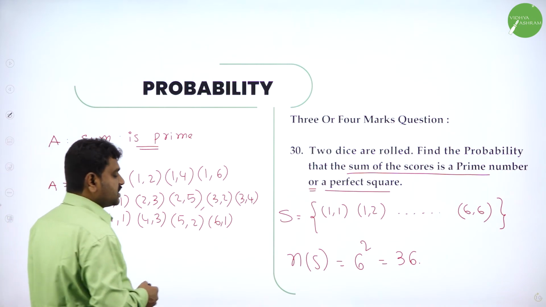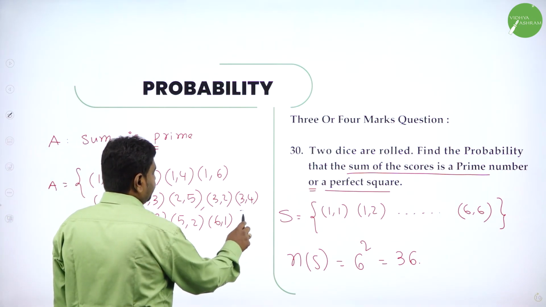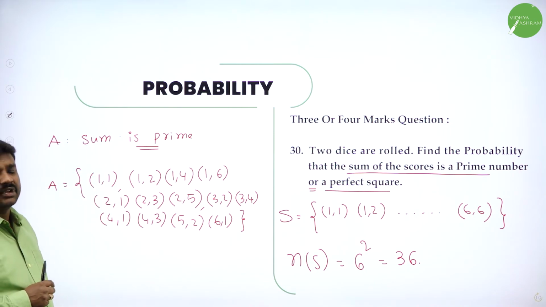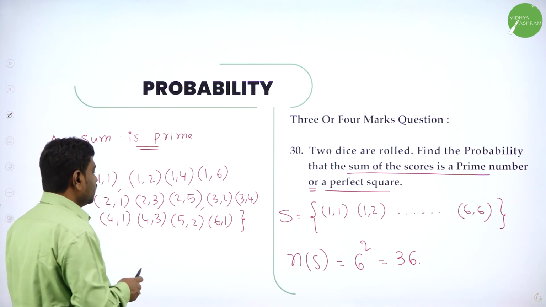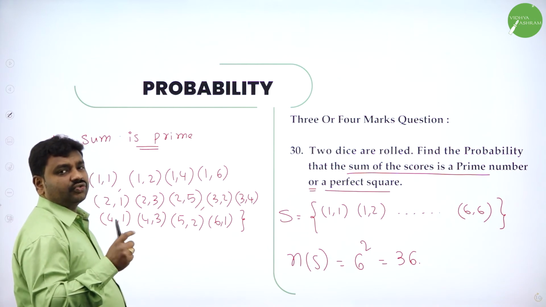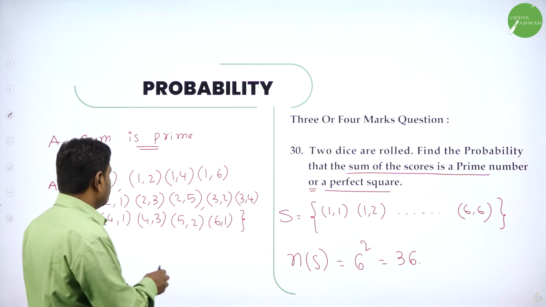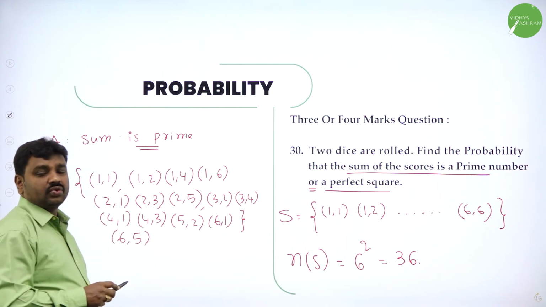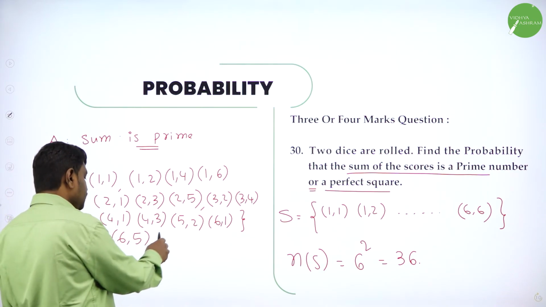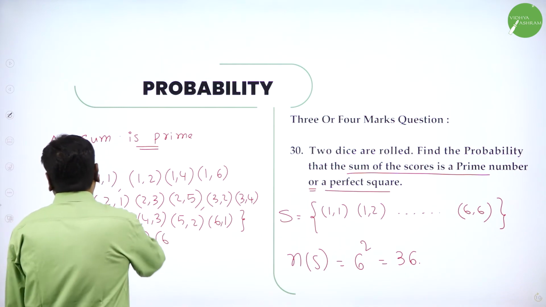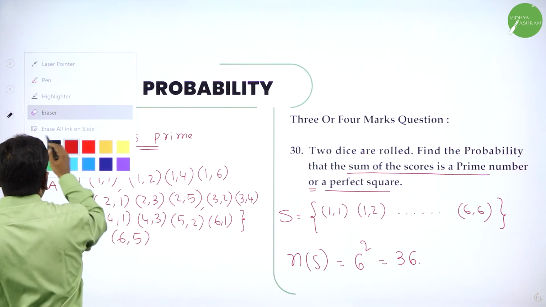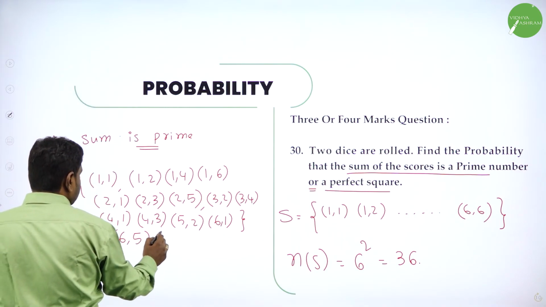6, 2 I cannot. 6, 3 I cannot, that is 9. So 6 plus 1 is a possibility. 6, 2 no. 6, 3 no. 6, 4 no. 6, 5 yes: 6 plus 5 is 11. 11 is a prime number. 6, 6 no. 6, 7 I cannot take, on the die we don't have 7. So stop it. That's it.